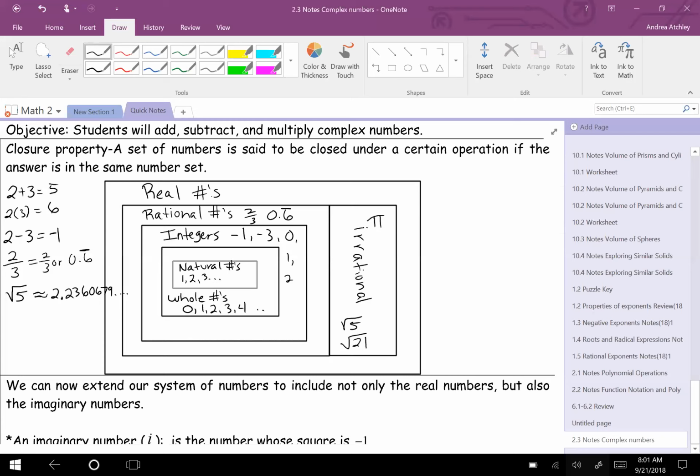Okay. Any questions over that? And it includes all of this stuff. It includes rational, irrational, integers, natural numbers, whole numbers, all of it. Those are all what we call real numbers. We get to this thing where we have a problem when I plug into my calculator the square root of a negative number.